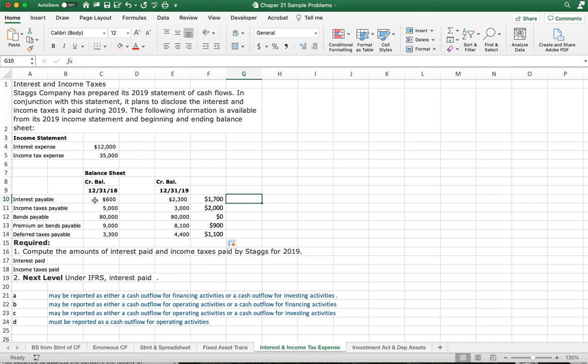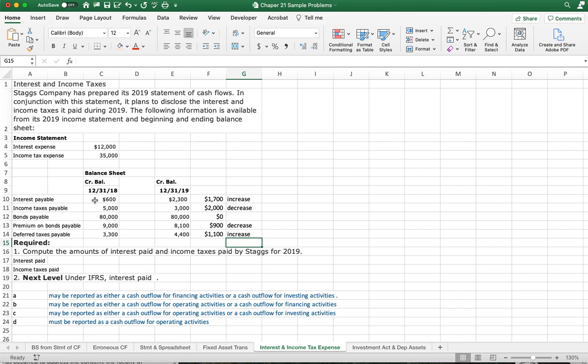So obviously there's been an increase in our interest payable, there's been a decrease in our income taxes payable, no change for the bonds payable, there's been a decrease in the premium on the bonds payable, and the deferred taxes has an increase. And the reason I think it's easier to do it this way is because then you can refer back to your little reference tool, if you have one, that indicates that we add decreases to interest payable and we subtract increases to interest payable.